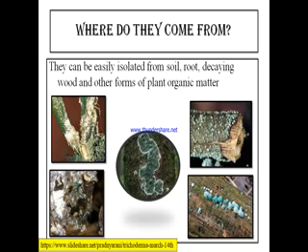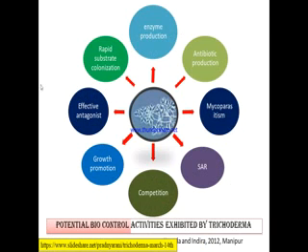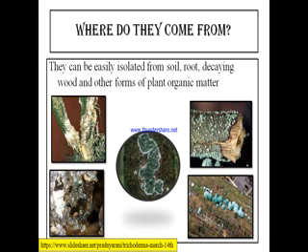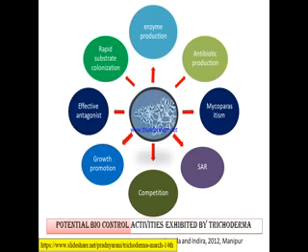Where can we find Trichoderma? They can be easily isolated from soil, roots and decaying wood, and other forms which contain organic matter. These are the potential biocontrol activities which Trichoderma possesses. First is antibiosis, antibiotic production. We will see all of these further. Second is mycoparasitism. Third is systemic acquired resistance, competition, growth promotion, effective antagonist, rapid substrate colonization, and enzyme production.